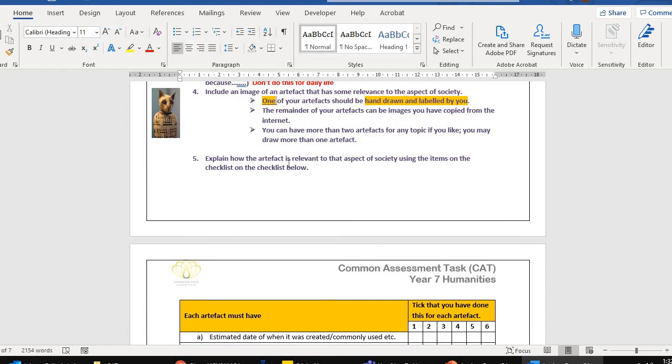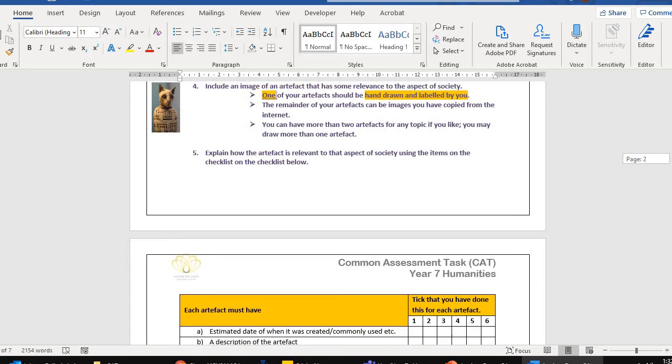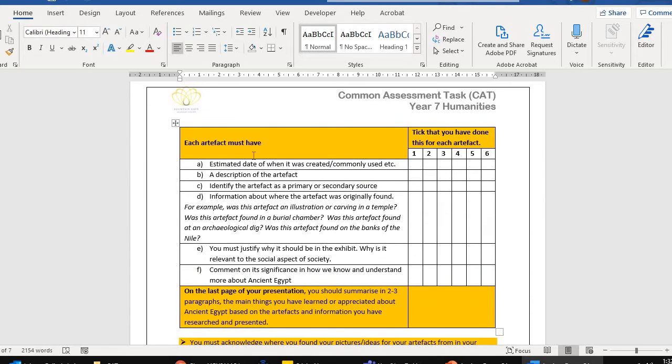So explain how the artifact is relevant to the aspect of society using the items on the checklist below. So you might have a picture of, let's go with this mummified cat. You might actually write a little caption underneath that says, this is a mummified cat. The ancient Egyptians mummified cats because they were sacred to them, and it was quite important for them to honour them by mummifying them. So, this is what you need to have.